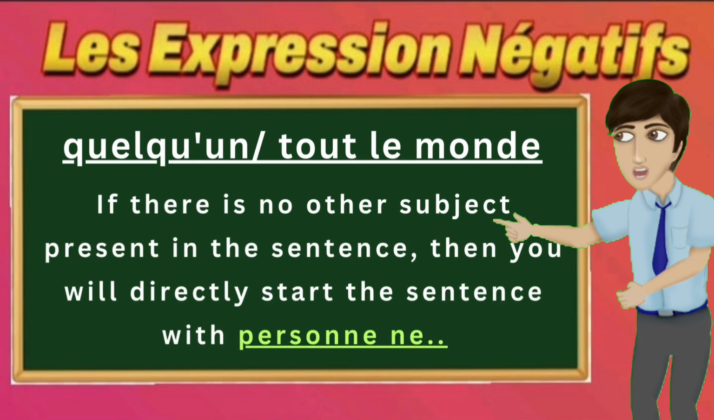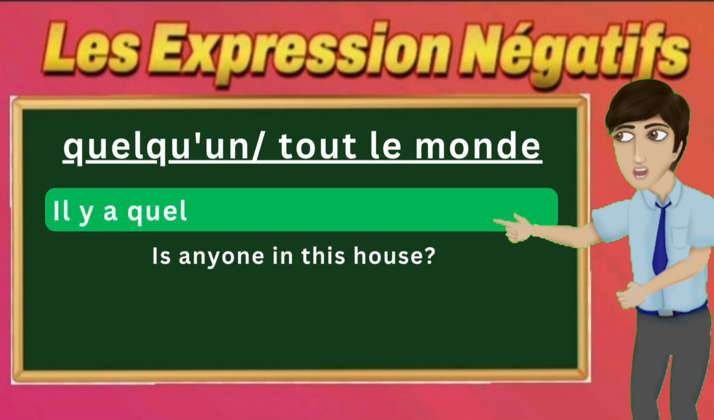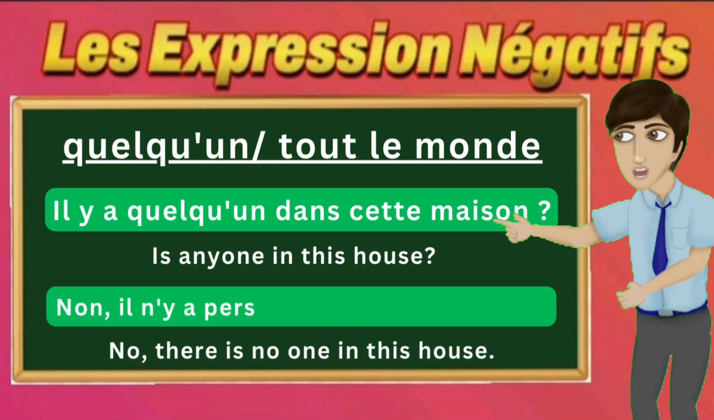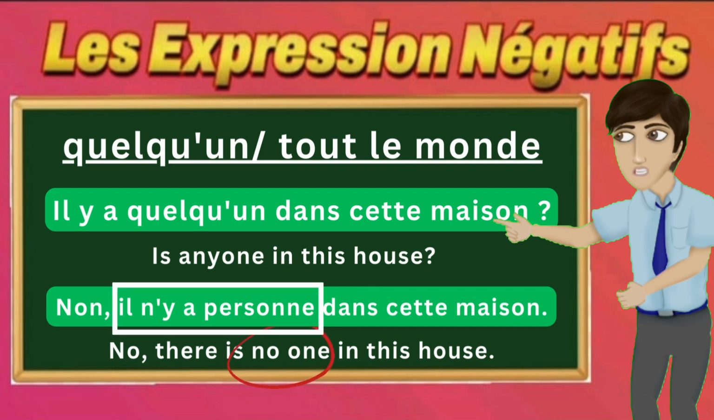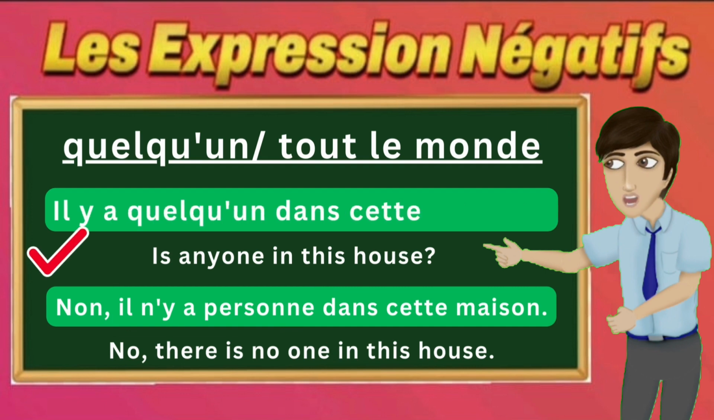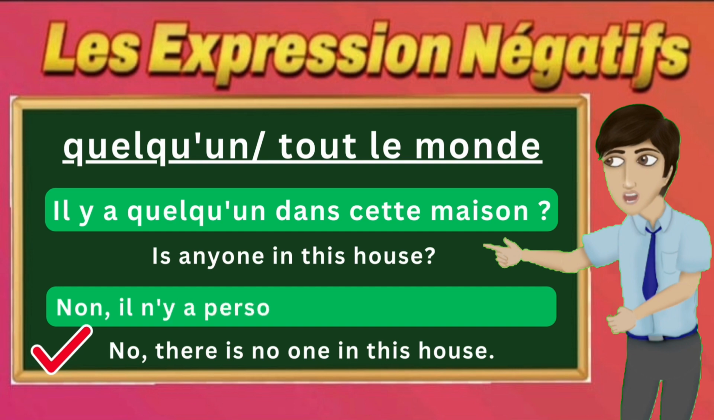If there is no other subject present in the sentence, then you will directly start the sentence with personne ne. Let's take an example. Il y a quelqu'un dans cette maison. Is anyone in this house? No, there is no one in this house. So, how do we write this in French? No, il n'y a personne dans cette maison. In this sentence, personne is used to mean no one, and il n'y a personne expresses there is no one. Il y a quelqu'un dans cette maison. No, il n'y a personne dans cette maison.